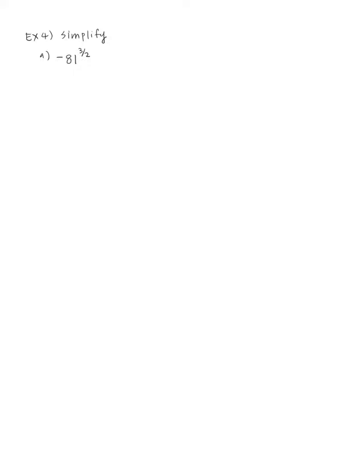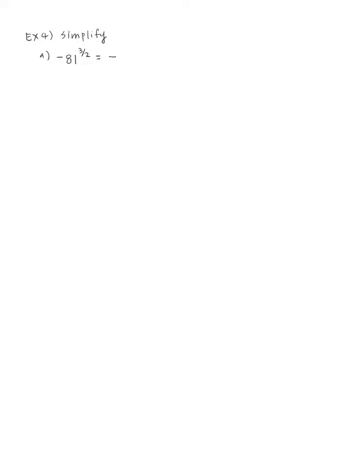Okay, now let's take a look at example 4. Simplify negative 81 to the 3 over 2. First you need to ask yourself, where is that exponent 3 over 2 attached? Well, it's only attached on the 81, not on the negative, so be careful. When you simplify this, just ignore the negative sign. So basically what we're going to do is simplify 81 to the 3 over 2.